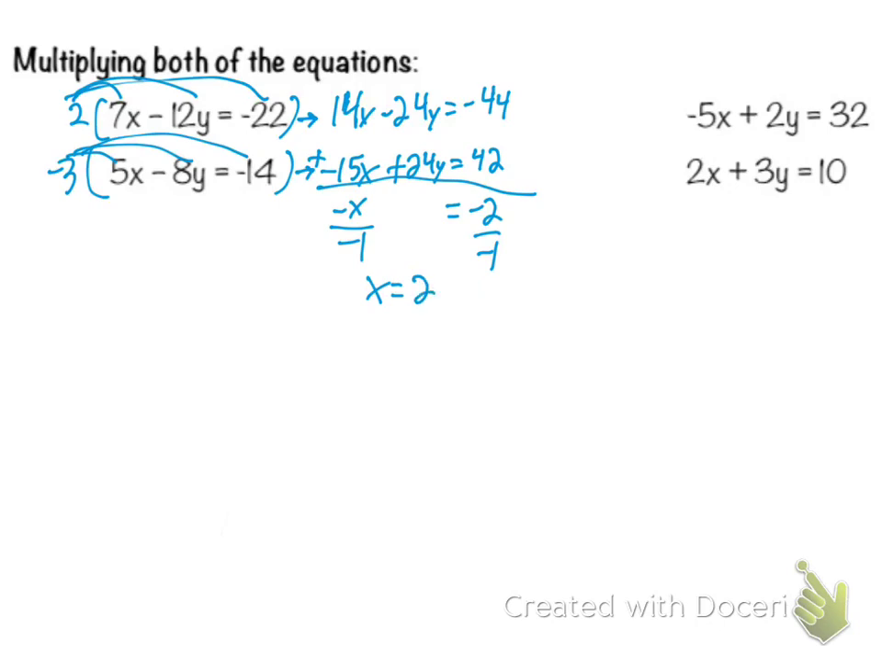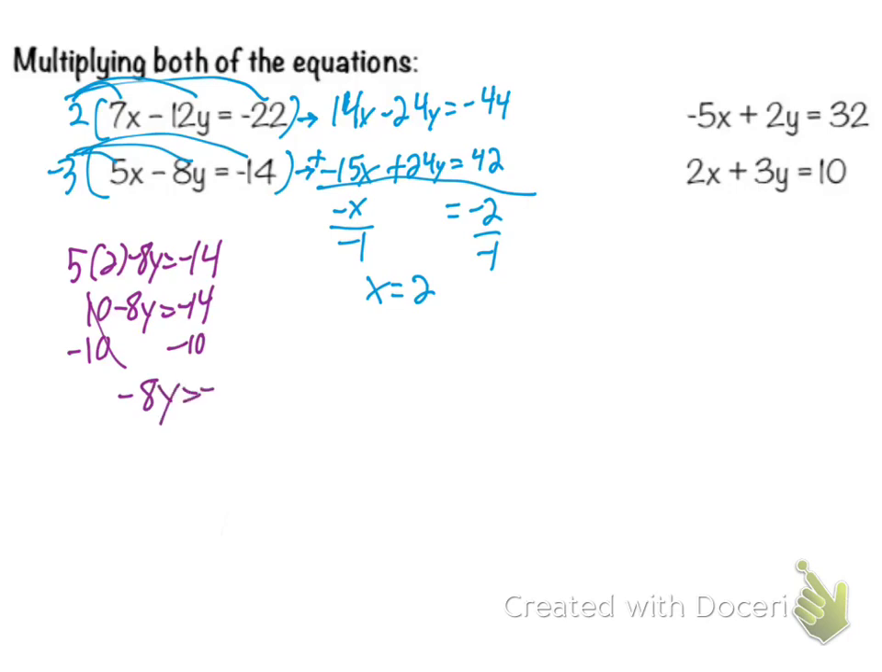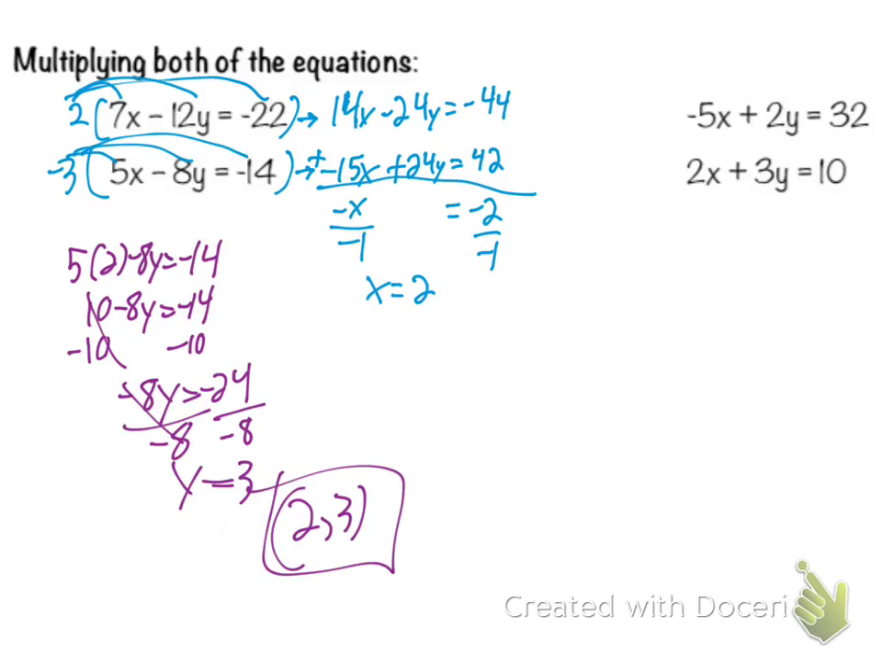Go back, plug it in to either of the two equations. Which one do we prefer? Probably the bottom. Smaller numbers. 5 times 2 minus 8y is equal to negative 14. 5 times 2 is 10. Minus 8y equals negative 14. Subtract 10, subtract 10. Negative 8y is equal to negative 24. Divided by negative 8. And y equals 3. So our answer is 2, 3, or x, y. Questions on that?